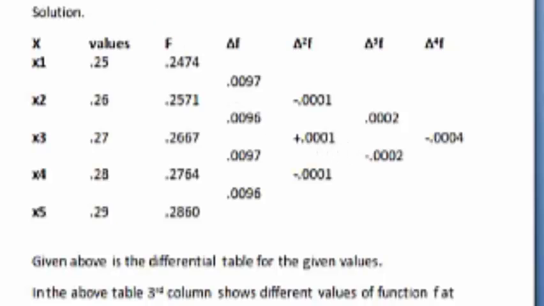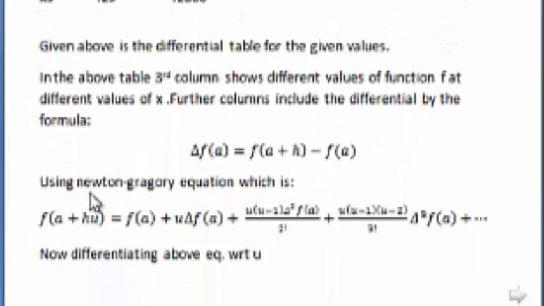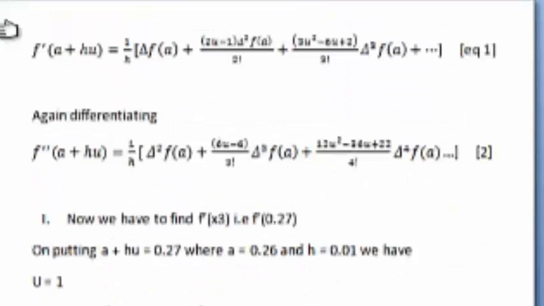Now for calculating the first order and second order differentials, we are using the Newton-Gregory equation, which is as follows: f of a plus hu equals f of a plus u del f of a plus u into u minus 1 del square f of a by 2 factorial and so on. Now we are differentiating it once, and we get f dash a plus hu, that is this formula, and differentiating it once again we get f double dash a plus hu, that is the second order differential formula.